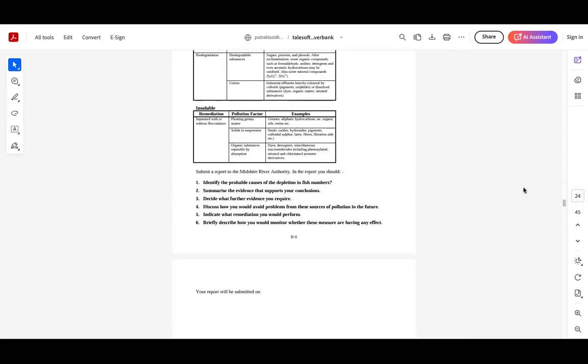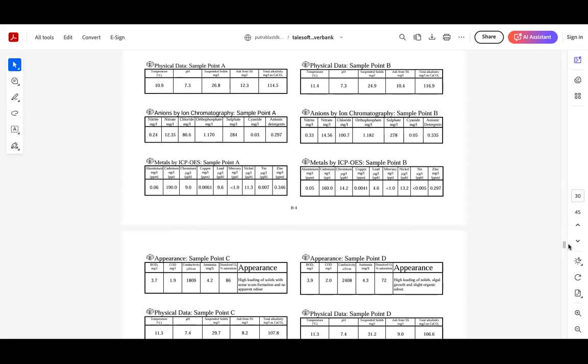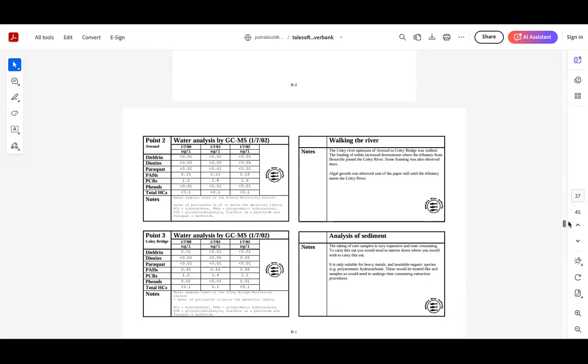So same question, identify the probable cause of depletion in fish numbers, meaning that you have identified it is a problem. Summarize the evidence that supports your conclusions. You decide that the contamination occurs at point B, for example, and then you put in the evidence. This is the evidence that the potential contaminants start from point B. So you base it on the data given to you. There's a lot of data, so you have to study the data.